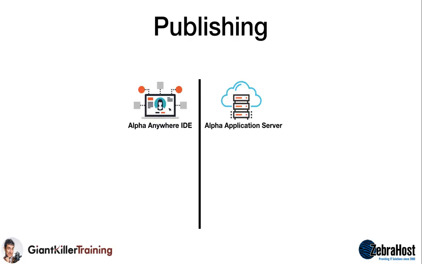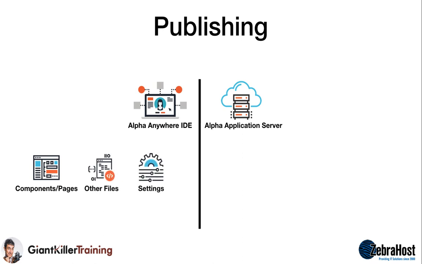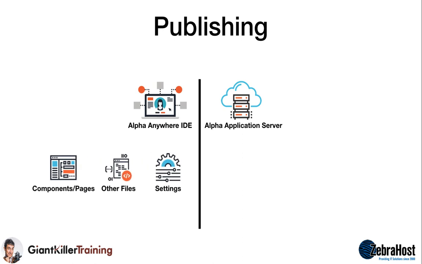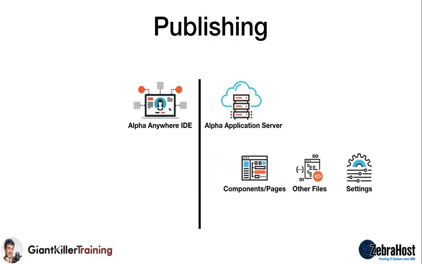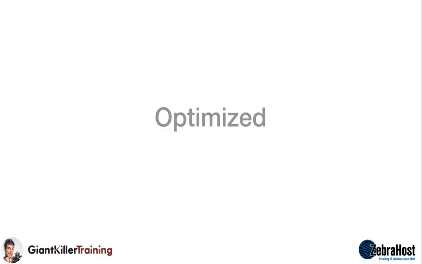Now, when we went through the publishing demonstration, we talked about the fact that on your local IDE, your local development machine, you have components, pages, other files, and settings. And what we're doing is moving that content from your Alpha Anywhere IDE up to your target environment, i.e. an Alpha application server running off your machine. But it's not that simple, really. There are some neat things going on that I want to explain, and it has to do with optimized.